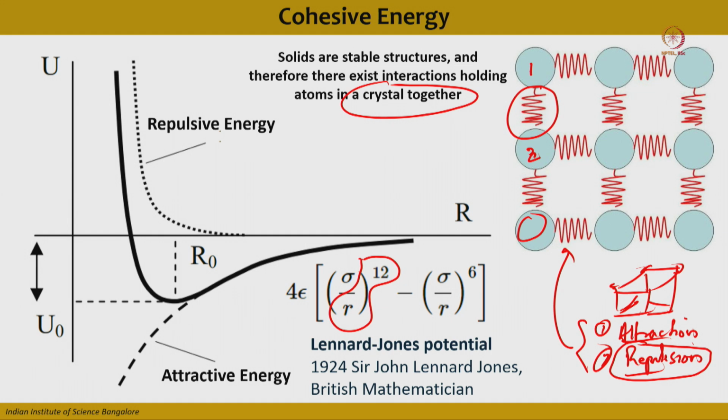And this equation is a famous equation by Sir John Lennard-Jones. He was a British mathematician who, in 1924, developed this equation, which explains the interaction between two solids or two atoms.